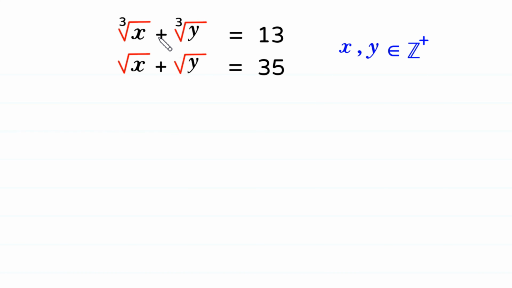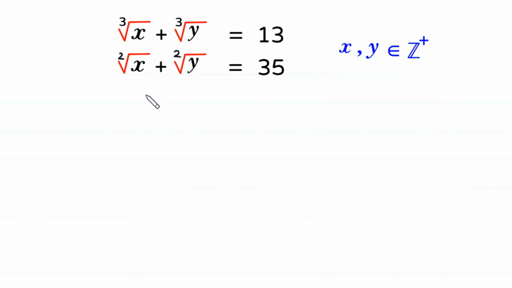Cube root of x plus cube root of y is equal to 13 and square root of x plus square root of y is equal to 35, where x and y are positive integers. We notice that here we have cube root of x and here we have square root of x, and here we have cube root of y and here we have square root of y, and the smallest number that is divisible by both 3 and 2 is 6.